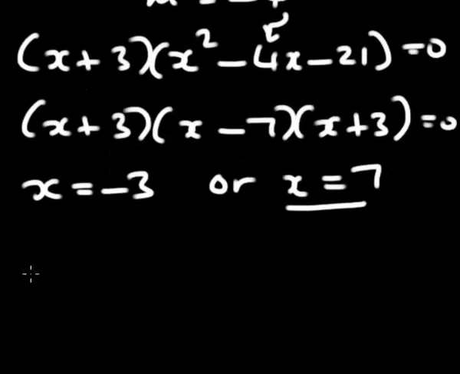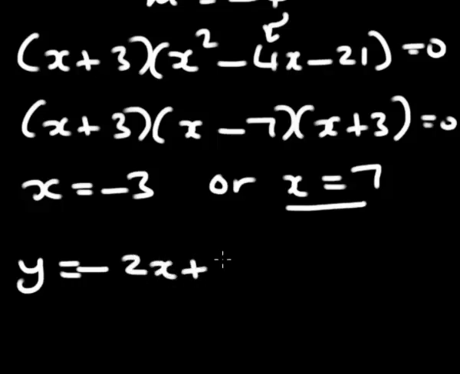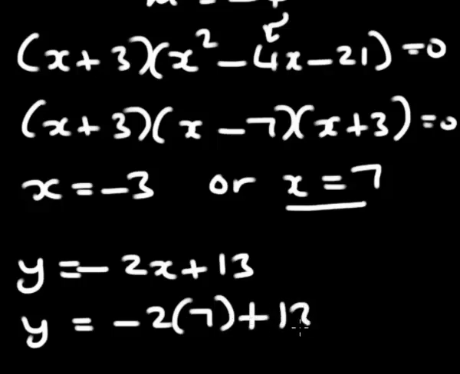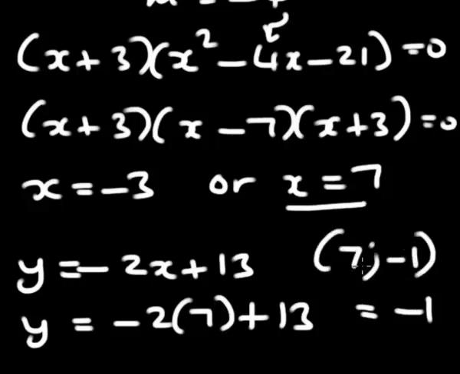Okay, so then we just work it out. Now we can go into the tangent equation, which is this, and we can easily work out the corresponding y value. And what is that? -14 plus 13 is -1. So the point at which the tangent cuts the curve again is at 7 and -1.